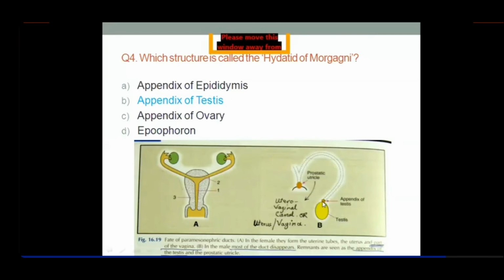So appendix of testis and prostatic utricle. This is cranial. This is caudal remnant of paramesonephric duct, also called Mullerian duct. Okay.